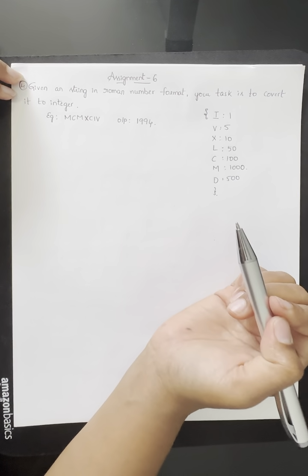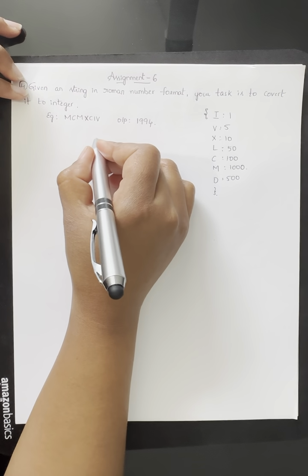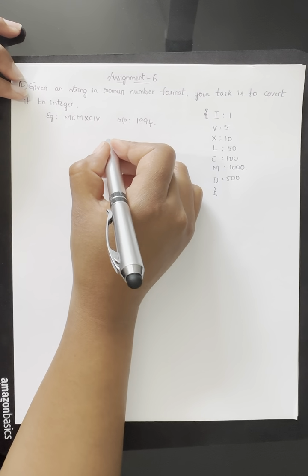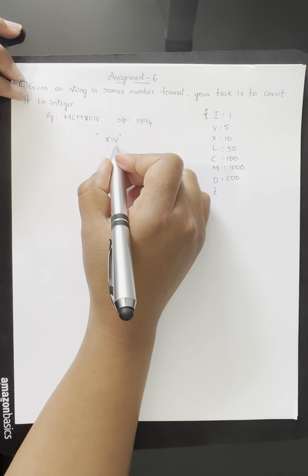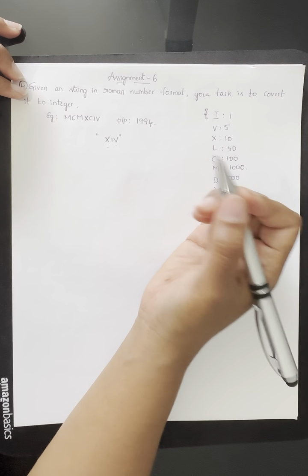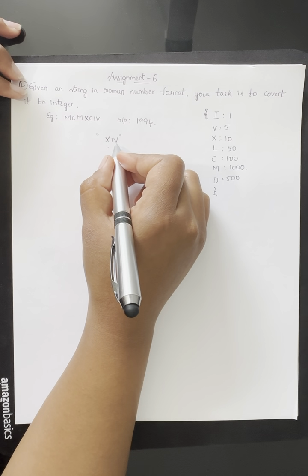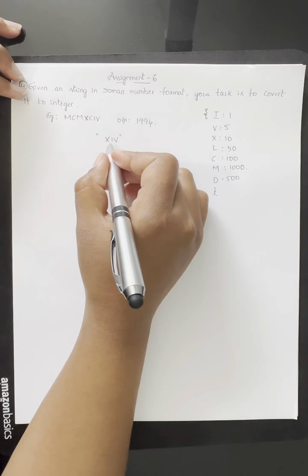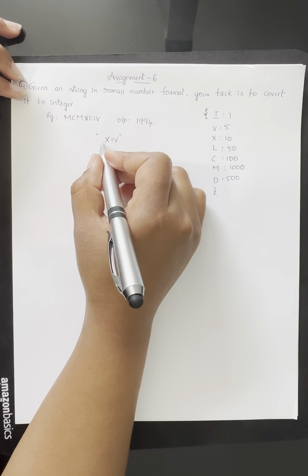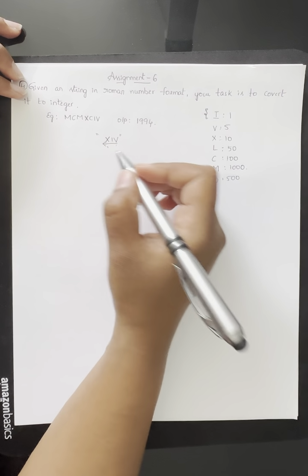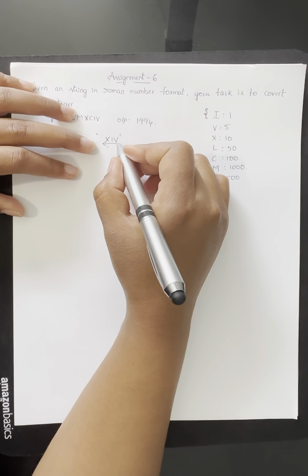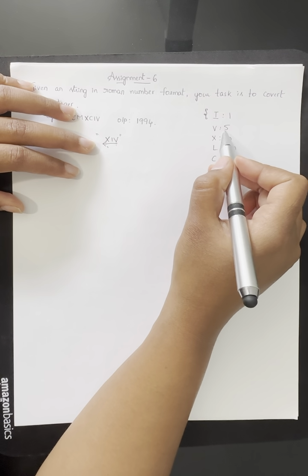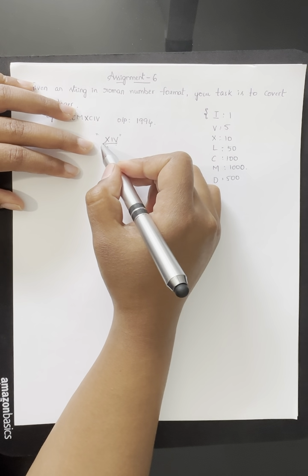So here the concept is simple. Let's say we have this string and we need to find the integer for this. Here what we'll be doing is we'll start iterating from the last index and moving towards the starting index, and we'll keep adding the numbers from the last to the starting index.